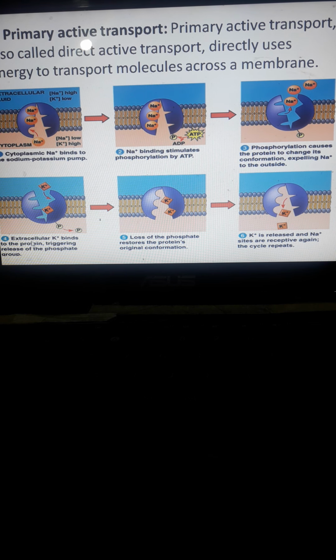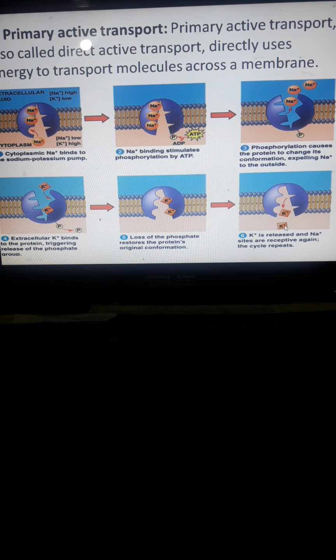And number 4, the extracellular potassium binds to the protein, triggering release of the phosphate group. So after the sodium is released, it is the time that potassium will bind with the protein, and it will release the phosphate group that has been used up. And number 5, loss of the phosphate group restores the protein's original conformation. Since the phosphate group is released, there is no energy, so it will restore, potassium is released and sodium sites are receptive again, and the cycle repeats. So usually this is considered to be a cycle.